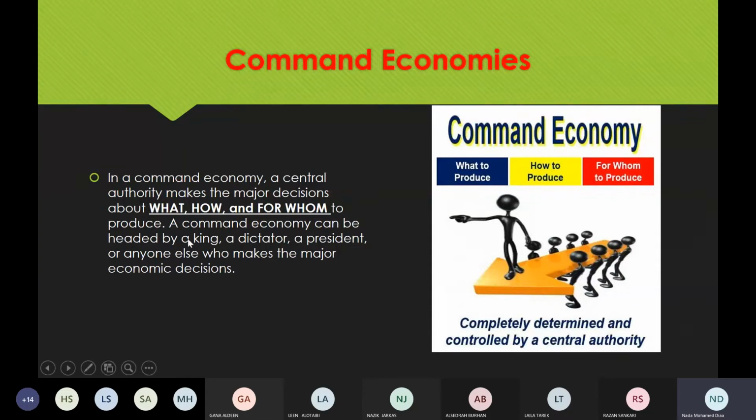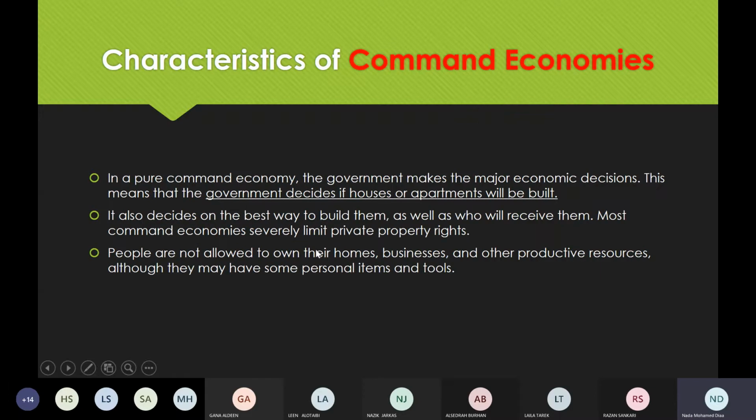It can be headed by a king, dictator, or a president. What happens in a command economy? In a pure command economy, the government makes the major decisions. They decide everything. They decide where to go, how to live, where to eat, where to work. They decide even the ways to build the building. Meaning, I want to live in a house, they build the building. I am not free even to build the building.